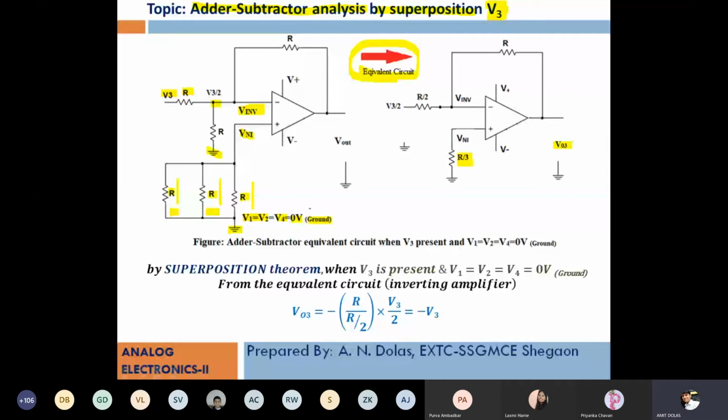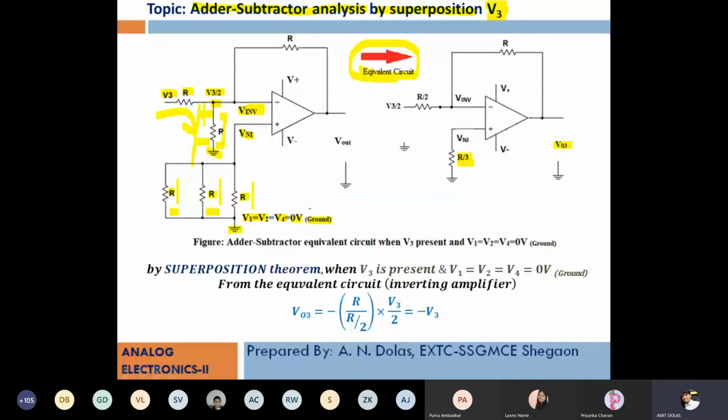This voltage will be V3 by 2. How is it calculated? V3 by 2 is the voltage across this R. I am marking the polarity here because this V3 will pass current in this direction. Now, I want the voltage across this resistance R. So simply, I use the voltage divider rule.